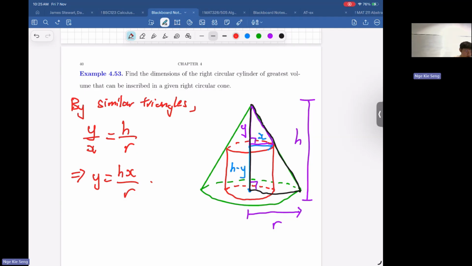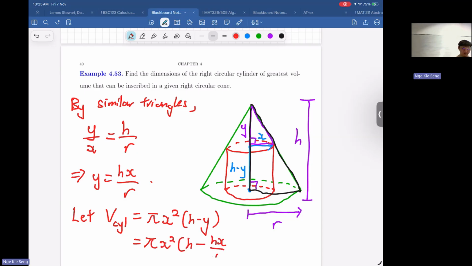But then we want to find the greatest volume, right? So let's write down the volume of the cylinder. Let V cylinder be equal to, what's the formula here? Pi x squared times height. Okay. But we already wrote y in terms of x. So we really can express it in a single variable like this.